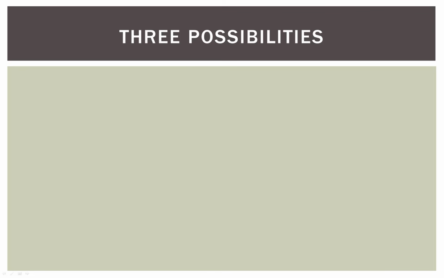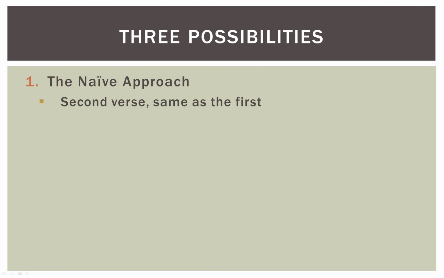So in this video we're going to talk about three possibilities. The first method is called the naive approach. All that means is that we're going to use last year's data and say, well, that's what next year's data is going to be. As you can see, it's very simple. I use the phrase second verse, same as the first, because we're just repeating last year's data.